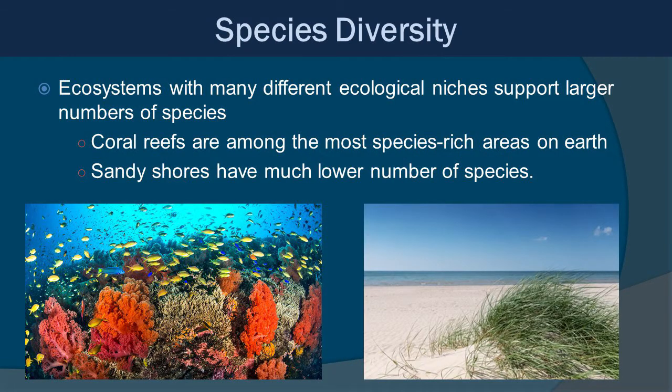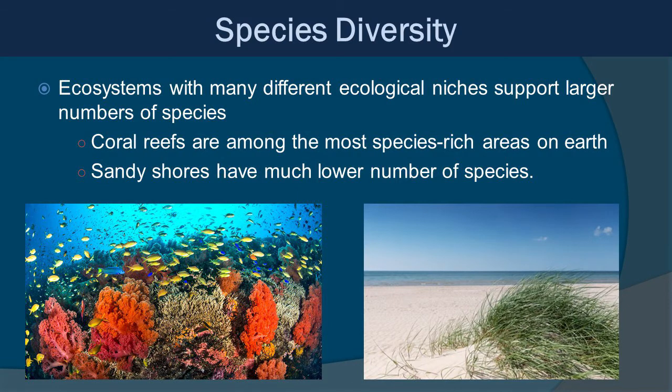Now, ecosystems with many different ecological niches tend to support larger numbers of species, which is why coral reefs tend to be one of the most species-rich areas on Earth. Now, on the flip side, we have things like sandy shores, and that's pictured on the right, and they have a much lower species number, generally speaking, because it's a little bit of harsher conditions. You know, you have wave action, you have the particulates of the sand moving around all the time, you have sun, you have wind, you have a lot of things going on to kind of disturb the peace, if you will.